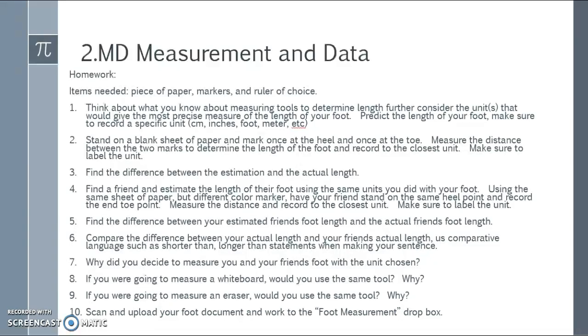Find a friend and estimate the length of their foot using the same units you did with yours. So if you used inches on your feet, use inches with your friend's foot. Using the same sheet of paper but a different color marker, have your friend stand on the same heel point and record the end toe point. Measure the distance and record to the closest unit. Make sure to label.